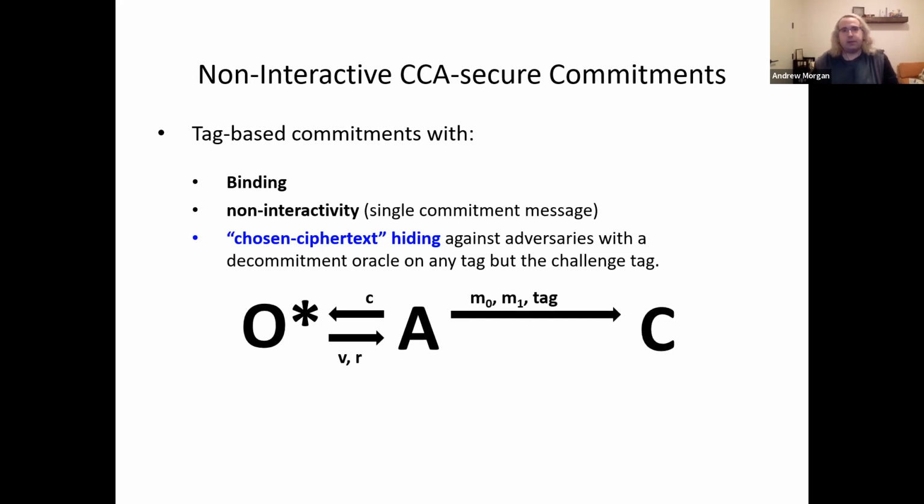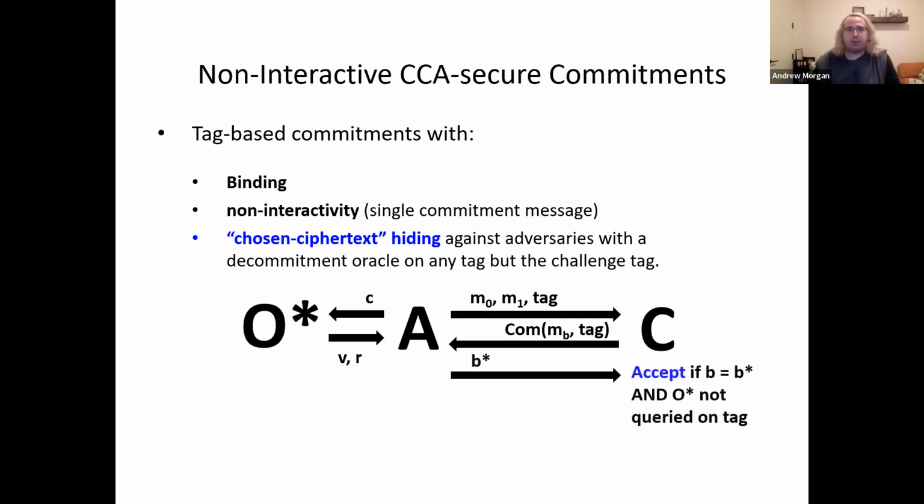So the adversary will then interact with a challenger C, giving it an adaptively chosen tag and 2 values to commit to, and the challenger C will respond with a commitment to a random one of the 2 values. So the adversary then breaks security if it can correctly guess which value the challenger committed to with probability significantly greater than 1/2, and without having queried the decommitment oracle on any commitment that has the same tag as the challenge.